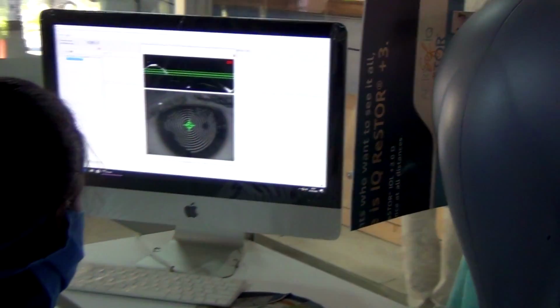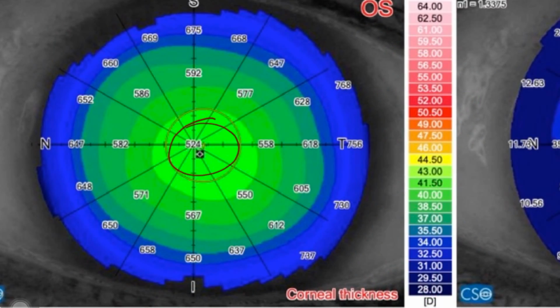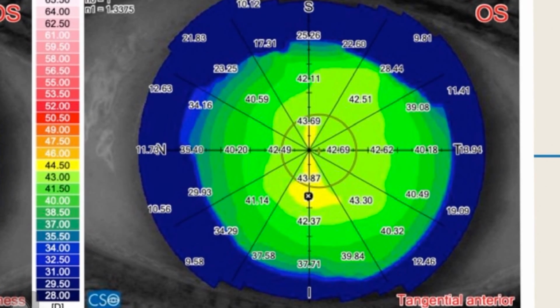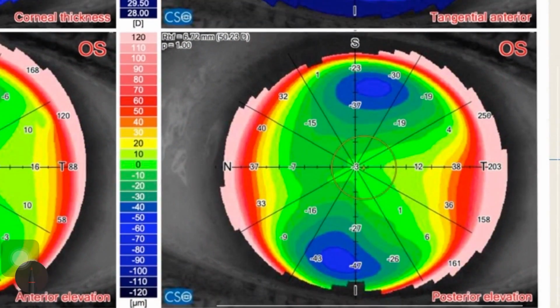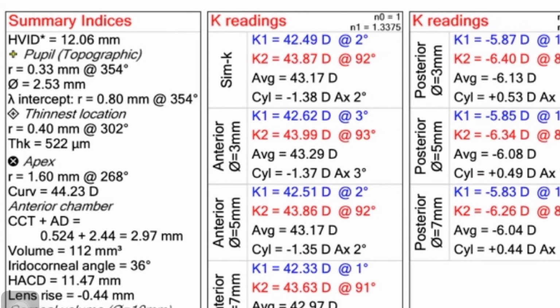The corneal map is assessed to rule out any eccentric thinning. And we can also evaluate the pattern of corneal astigmatism. Here we have a symmetrical bow tie pattern with no skewing of the radial axis, which is an indication of regular astigmatism. The posterior elevation map is looked at for any posterior steepening. The summary indices helps us know the thinnest location and how thin it is and how far it is from the center.